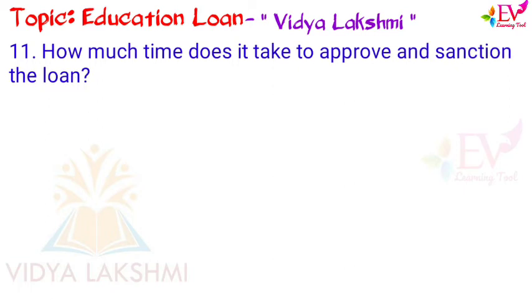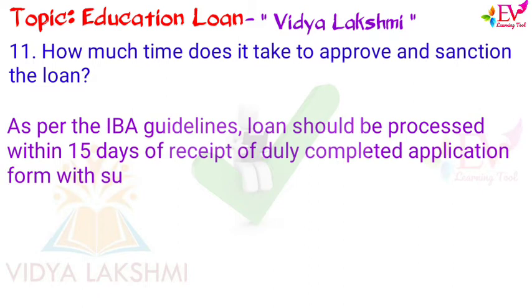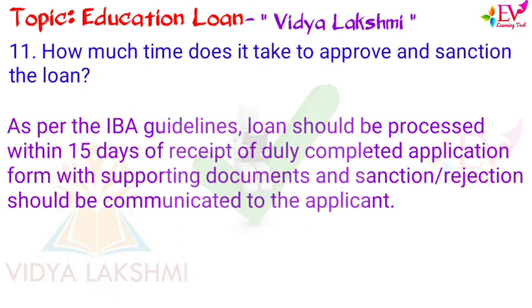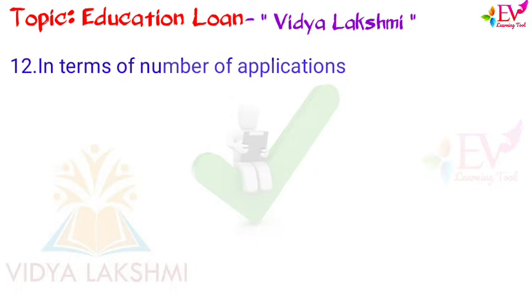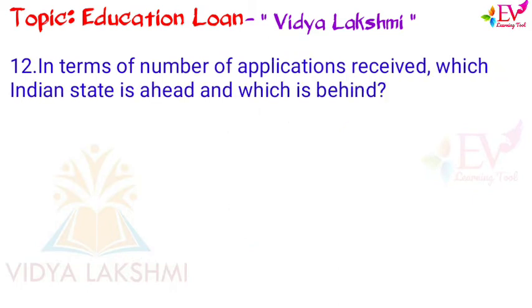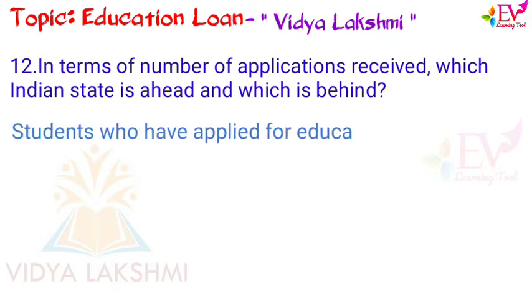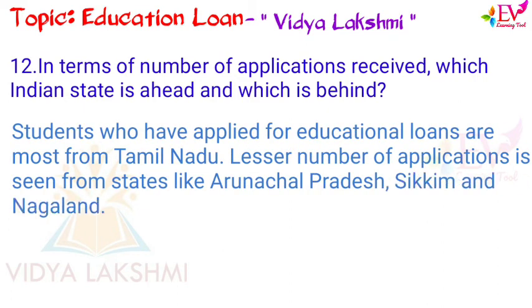As per the IBA guidelines, loans should be processed within 15 days of receipt of duly completed application form, with supporting documents and sanction. Rejection should be communicated to the applicant. 12. In terms of number of applications received, which Indian state is ahead and which is behind? Students who have applied for educational loans are most from Tamil Nadu. Lesser number of applications is seen from states like Arunachal Pradesh, Sikkim and Nagaland.